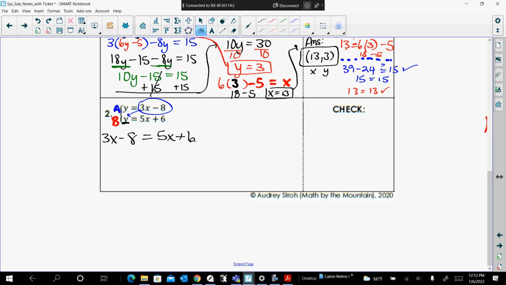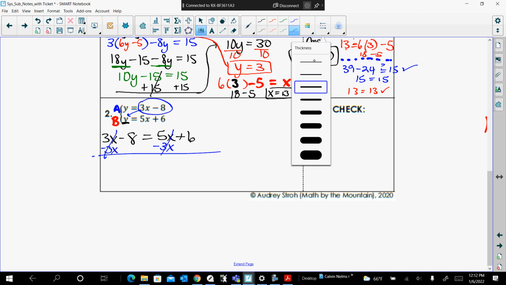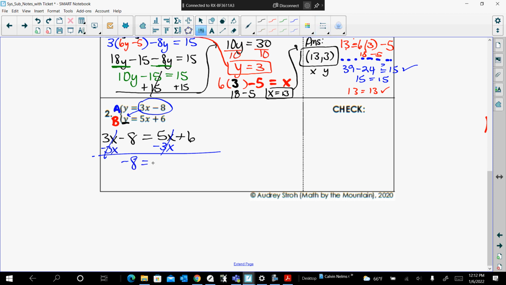Now we're going to solve for x. To do that, we should start with the smallest variable. So where do we start? Yep, and what do we do to this 3x? Subtract it from the 5x and the 3x. All right, subtract 3x on both sides. The x's cancel. We now have negative 8 equals 2x plus 6.